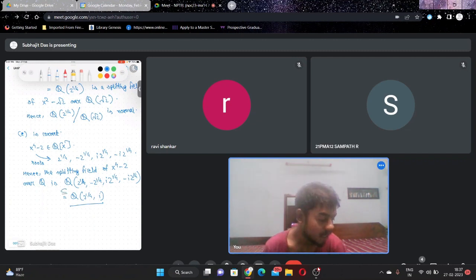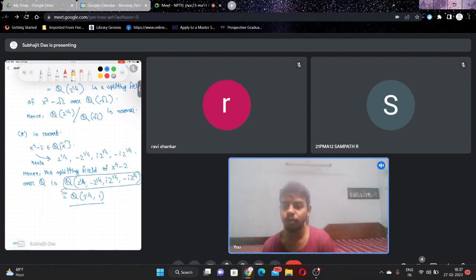And conversely, if you look at Q adjoined with all these four roots, then this subfield will contain both 2 to the power 1 by 4 and I, right? Because a field must be closed under division. So it contains 2 to the power 1 by 4 and I, and hence it will contain Q adjoined with 2 to the power 1 by 4 comma I, which is the smallest subfield of C containing both 2 to the power 1 by 4, I as well as Q. So both inclusions are true, which means that they are equal.